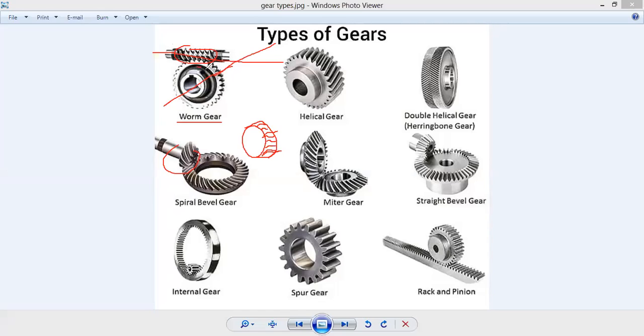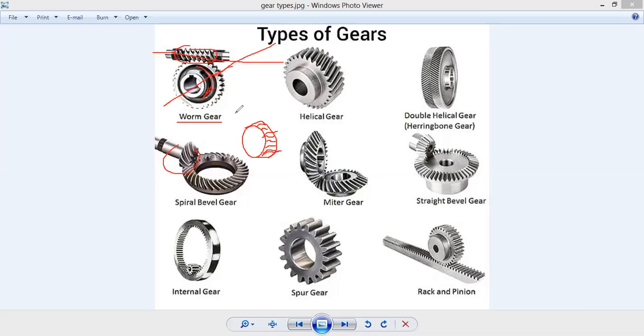Okay, so when the gear is going to rotate, even this rod is going to rotate. The shaft is also going to rotate. So this is about a worm gear. Yes, these are the different types of gear that we generally have.